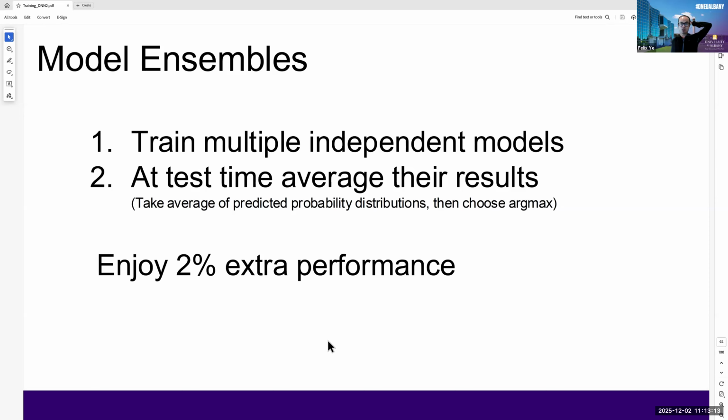We can also take some ensemble methods. If you know boosting, or the random forest, you can train multiple independent neural networks, and at test time you can average their results. You can average the predicted probability distributions, then take the argmax. So we have different neural networks, then we take the ensemble. Usually this will give you about 2% performance gain if your accuracy is fairly low.